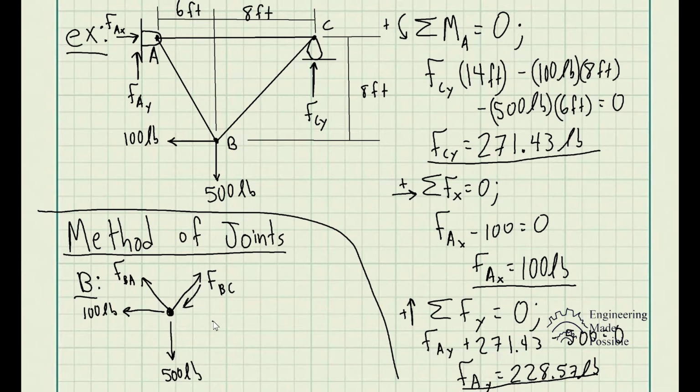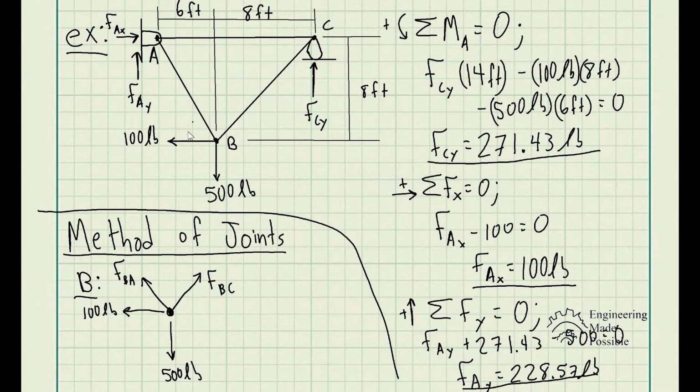That would be the reaction of that member. But right now, I'm assuming that the members are in tension. You use your static equilibrium equations. In this case, since we're applying it only to a specific joint, the summation of moments won't really be useful, but the summation of forces along the x and y direction will be. So let's go ahead and do that.